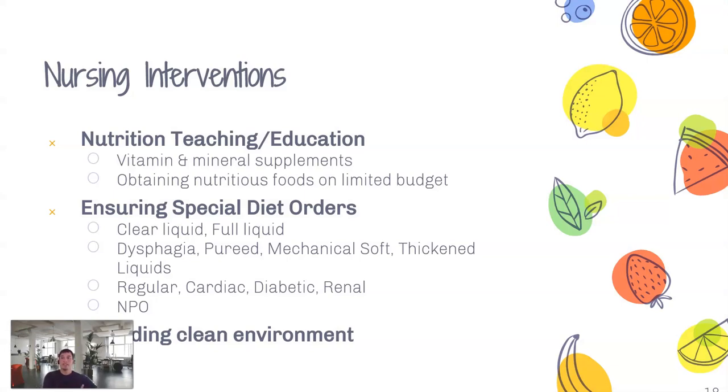So some of the nursing interventions we can have for patients with impacted nutrition. So the nurse can teach and educate. They can teach the importance and ranges of vitamins and minerals. They can give an overview of supplements. And if intense questions continue, they can even make a referral and recommend a nutritional specialist.